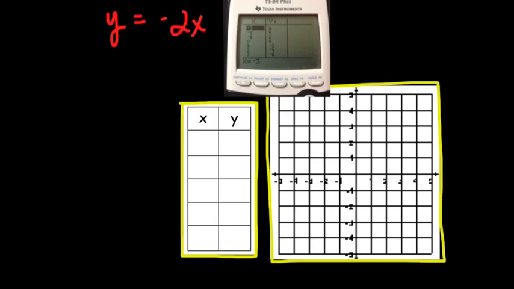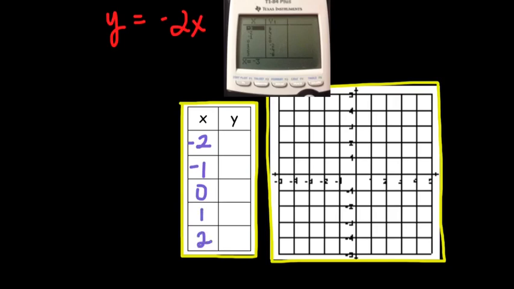And again, we're going to copy the same points into our table on our paper. Again, you can choose whatever points that you want to use. I just always recommend small points, positive and negative, close to 0. So I'm going to go ahead and use the same ones I've used before. -2, -1, 0, 1, and 2.